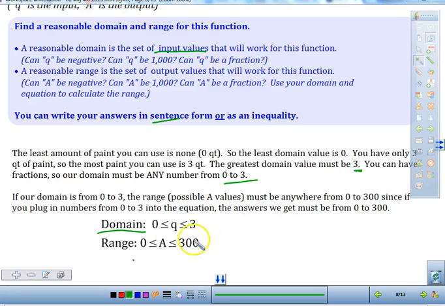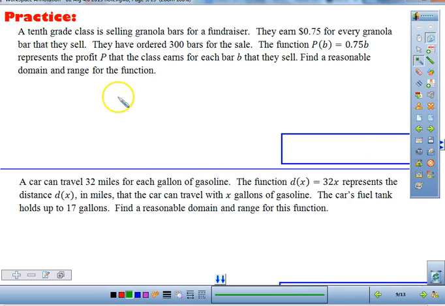So as we left off from the last lesson, we were talking about our domain and range. As you now look at this video, it says the 10th grade class is selling bars for a fundraiser. They earn 75 cents for each granola bar that they sell, and they've ordered 300 bars. The function P, if we are looking at this for our fundraiser, P of B is equal to 0.75B.